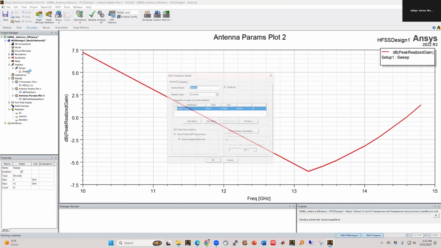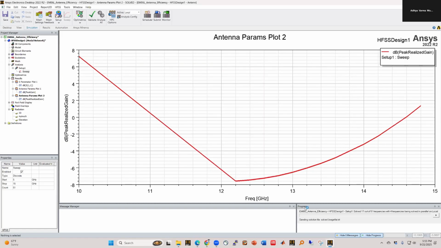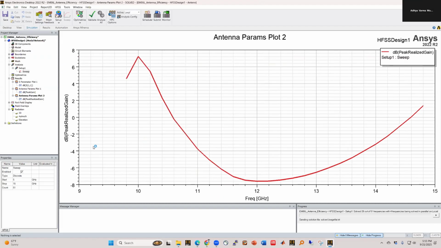Okay, so what I did is I changed this to 51 points and made it discrete so that it actually solves exactly at these 51 frequency points. And it finished its meshing and finished the original solution, and now it's doing the frequency sweep. So you can see the original solution was solved at 10 gigahertz, and now it's starting from the highest frequency and slowly going down and slowly solving all of these frequency points. So you'll get a more continuous graph. And you can see that that's kind of happening now. Okay, of course, you can make this even more smooth by increasing the number of points, but for now, this is probably good enough.